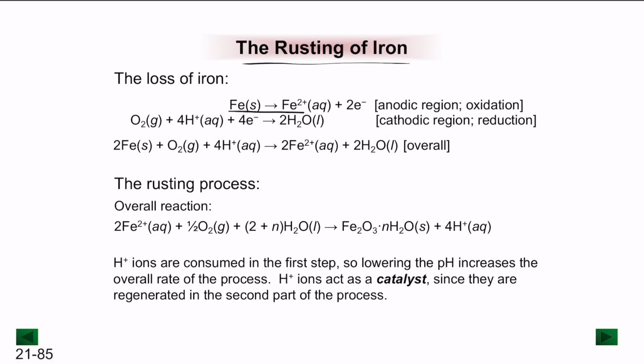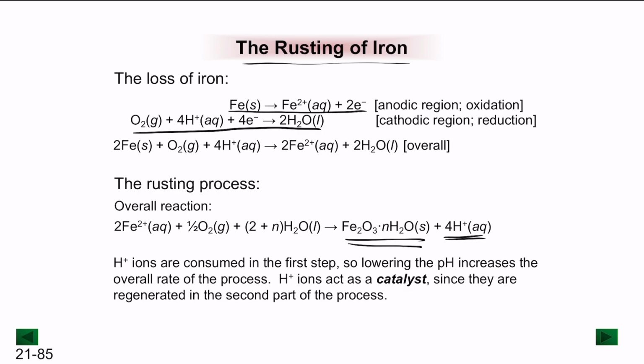Iron undergoes oxidation and the oxygen takes the electrons to form water. This creates more and more of the rusting process, where you create ferric oxide, ferric oxide hydrate, which results in the rusting of iron.